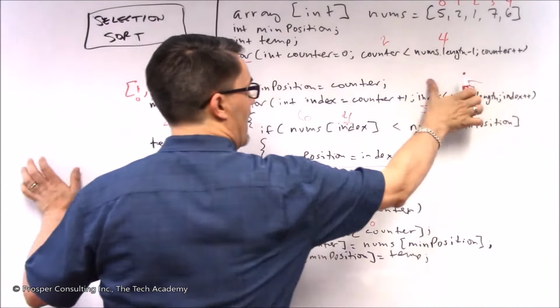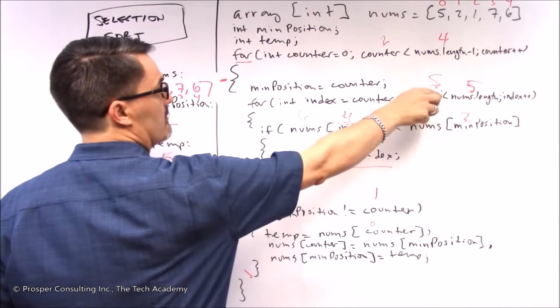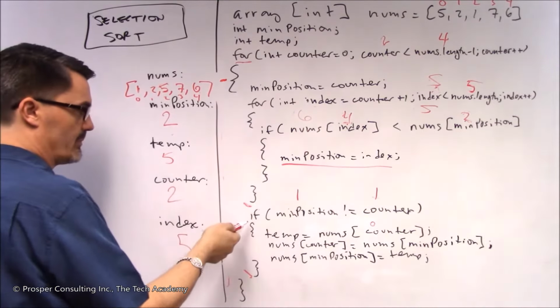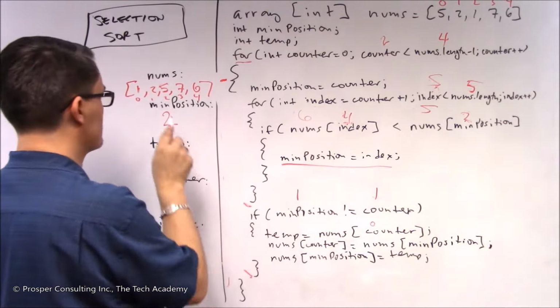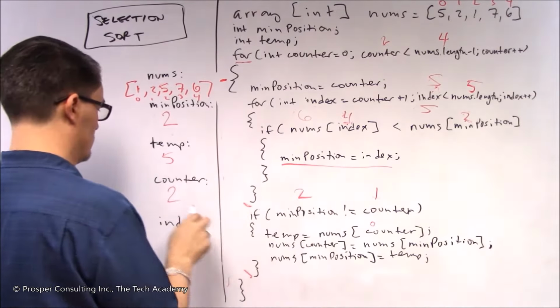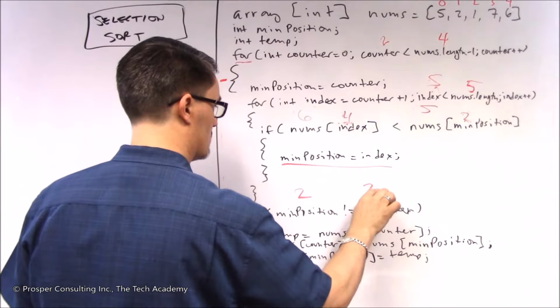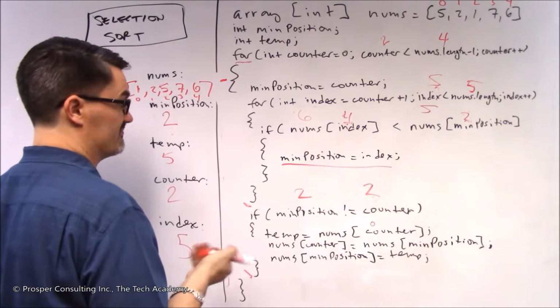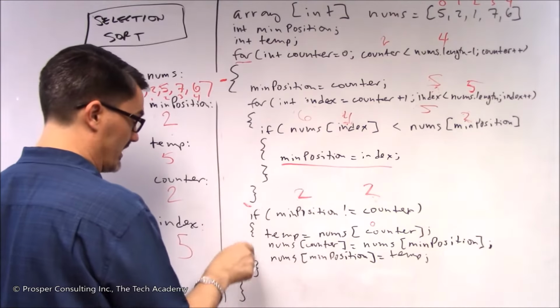So is 5 less than 5? Nope, it's not. So we're done with that loop. We go down to here. Now we've got this if statement right here. Well, what's the value of min position? Right now, min position is equal to 2. What's the counter equal to? Counter is equal to 2. Oh, hey, we're checking: is 2 not equal to 2? Actually, that's not true. So we're not going to execute this.